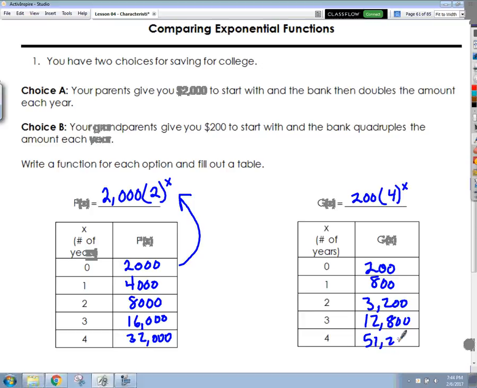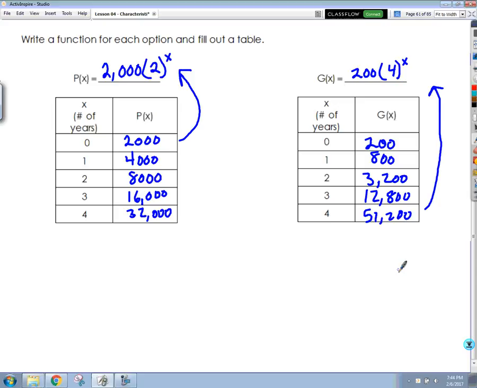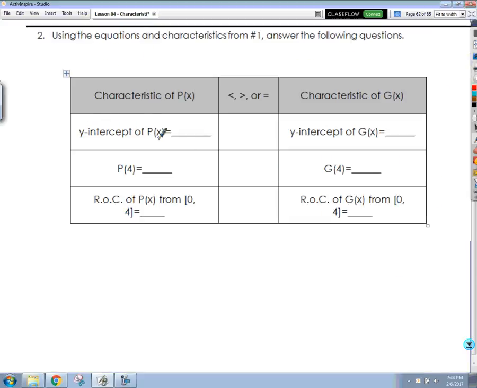All right, let's see what the next option is. It says y-intercept of p of x equals, well, that's easy, that's 2,000. Okay, g of x, well, that was 200. Which one's greater? Well, 2,000. It says p of 4, well, that was 32,000. We figured that out. And then g of 4, 4 years, this is that 51,200, and that one's greater. So over 4 years, this plan's better, even though it started off with 200.